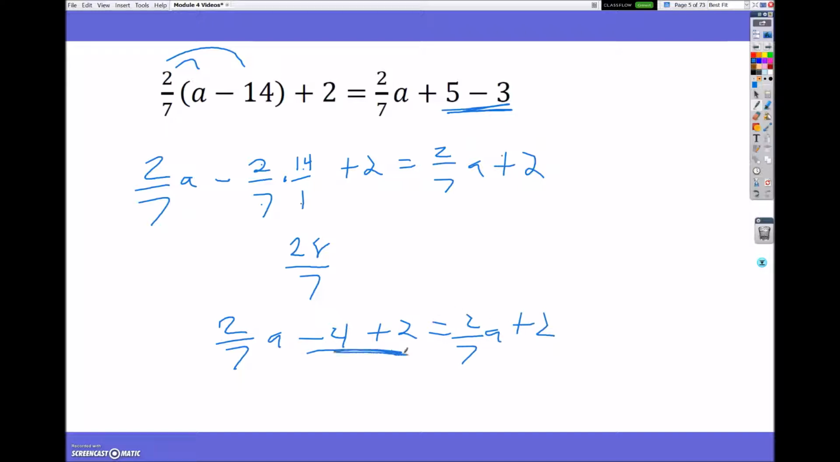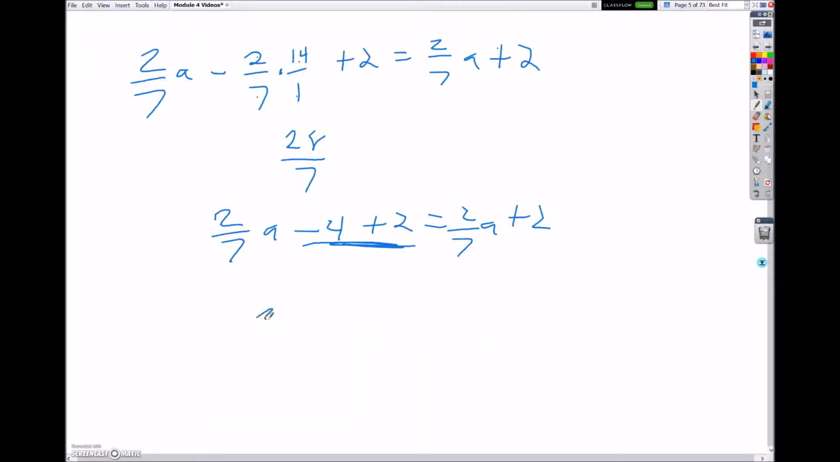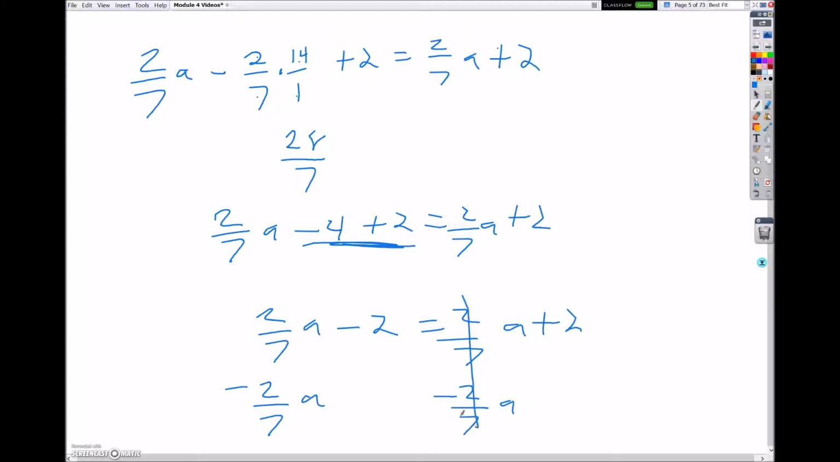I can combine like terms again, and then that will give me 2/7a minus 2 is equal to 2 over 7a plus 2. I'm going to get the a's on one side by subtracting 2/7a on both sides. And what's going to happen is they're going to cancel, and I'm going to be left with negative 2 is equal to 2. That is not a true statement. So because I have no more variables and I'm just left with just numbers, and it's a false statement, this would be then no solution.